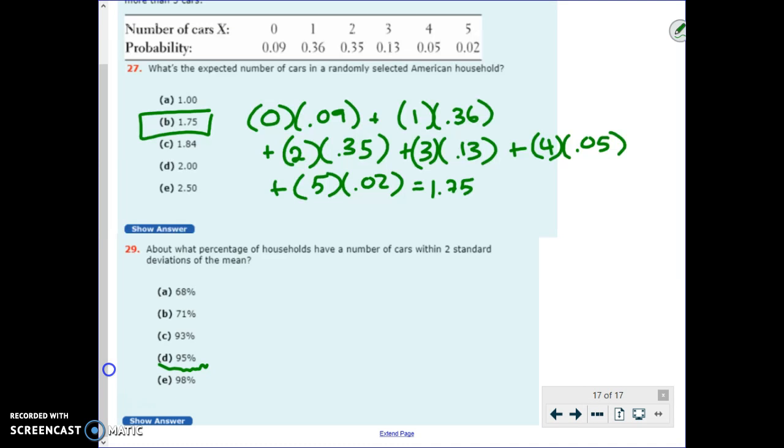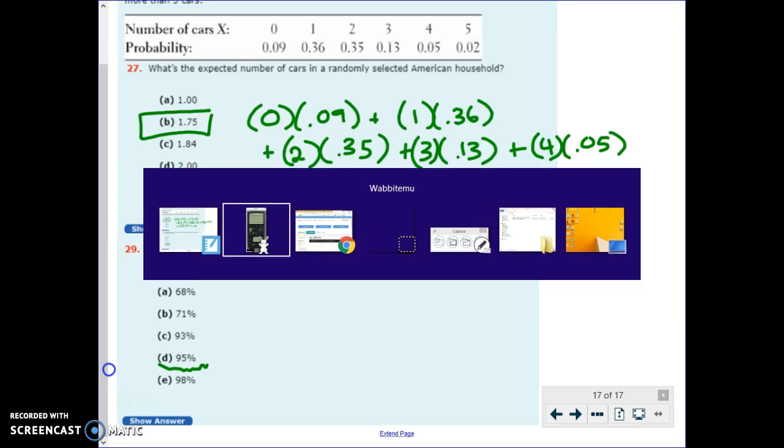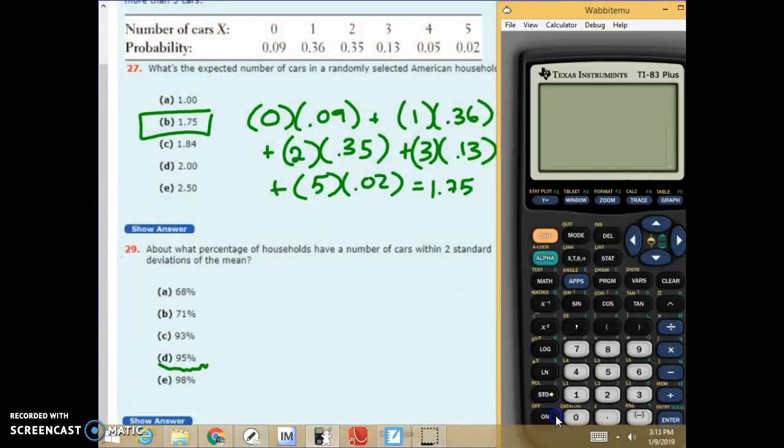So I think we're inclined to think 95% because we think of the 68, 95, 99.7 rule for normal models or normal distributions or the normal curve. But what we're not thinking about is what does this probability distribution look like. So I wanted to make sure we could have a graphic to look at. And so what I did is I went ahead and entered the data on our calculator. So I'm just going to show you that real quick.